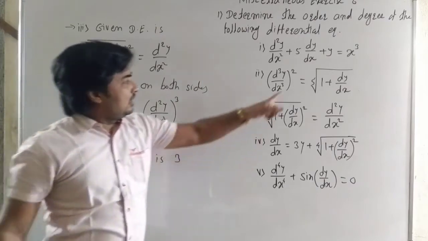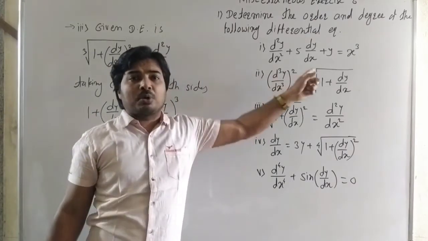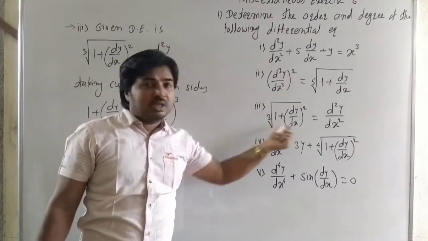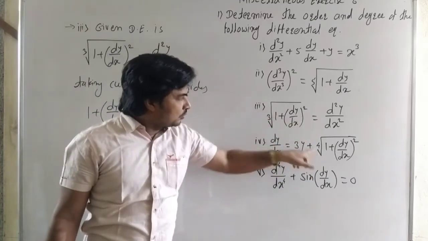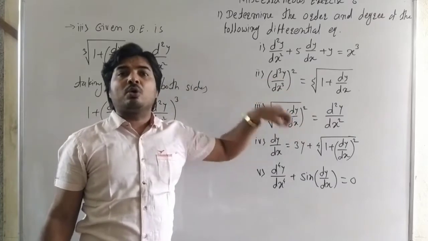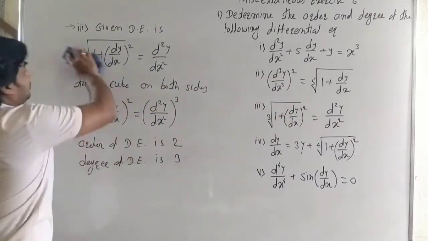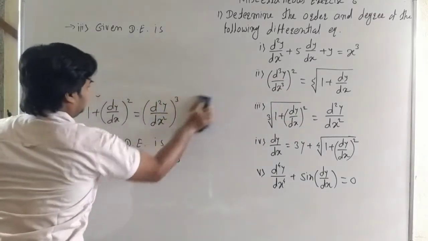Okay, here it is a fifth root, so we are taking the fifth power. Here it is a cube root, so we are taking the third power on both sides, and here it is a fourth root, so we are taking the fourth power on both sides.